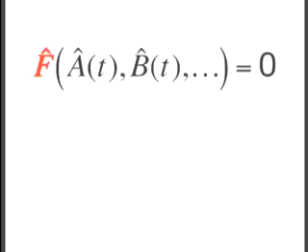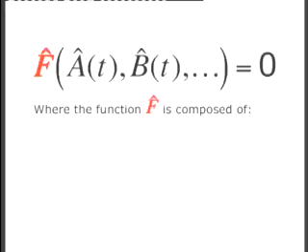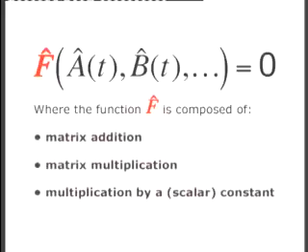Okay, now does our new law of motion preserve all the algebraic relationships that may exist between observables? Well, consider any such relationship at time t. We can always write it in the form f of a of t, b of t, and so on, equals 0, where a and b and so on are observables at time t, and the function f uses any of the operations of matrix algebra, namely matrix addition, matrix multiplication, and multiplication by a constant. It's sufficient to prove that f itself obeys the law of motion.